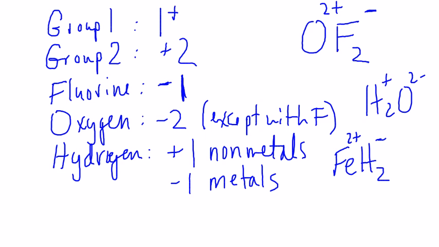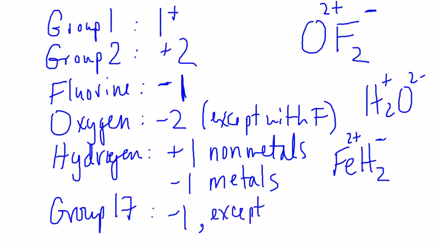And then the last rule is group 17. Group 17 elements are -1 with most elements except with oxygen. With oxygen, oxygen takes precedence, and oxygen is -2, and the halogen that it's bonded with will take on a positive charge. For example, oxygen and chlorine.